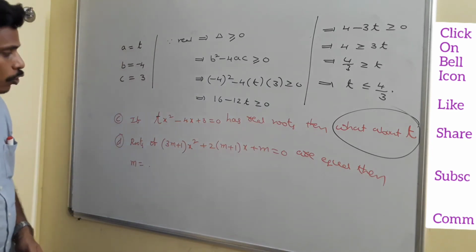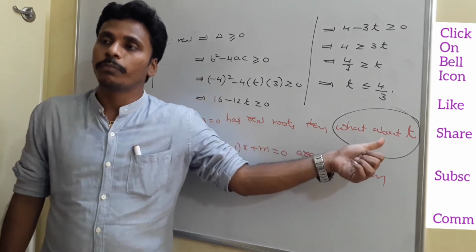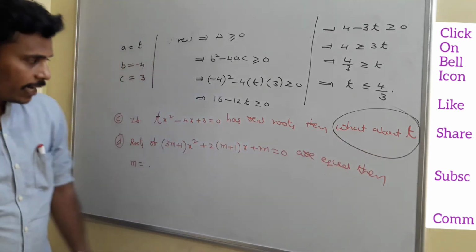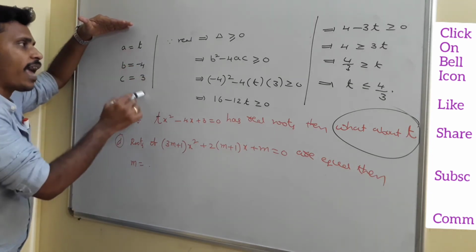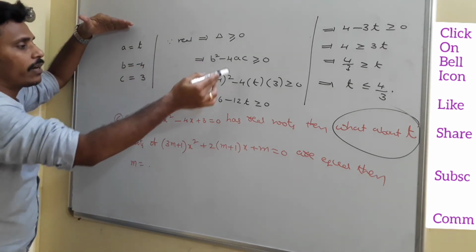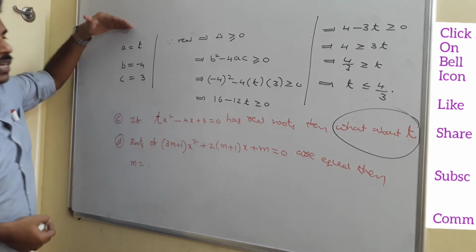And once again, look at the question. As they mentioned that this equation has real roots, and you need to think about the value of t. For that, what I did, if you compare with the usual general form, a, b, c I have, and from there delta I calculated, and that delta value is greater than or equal to 0 because it has real roots.